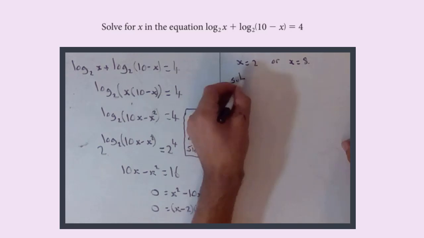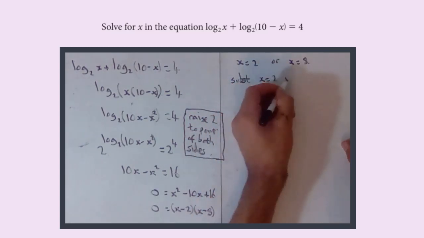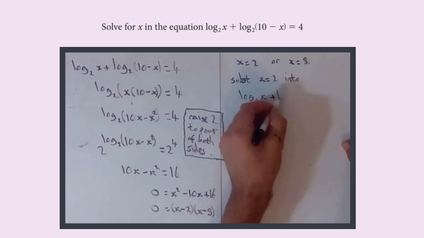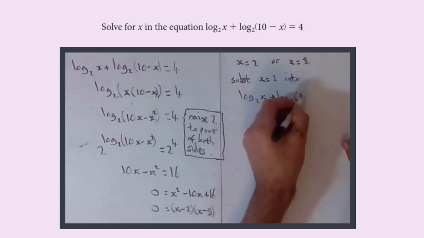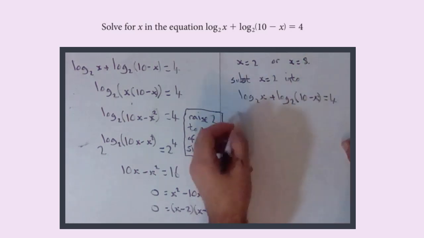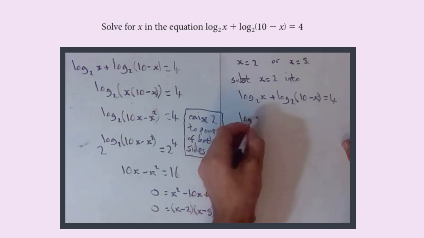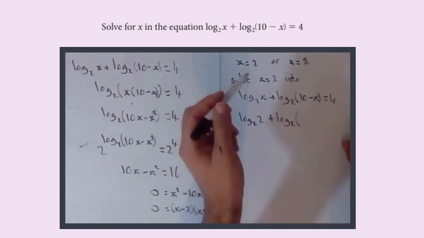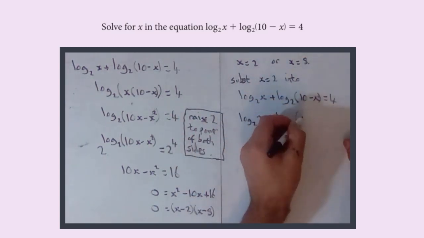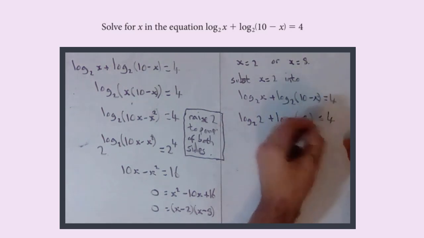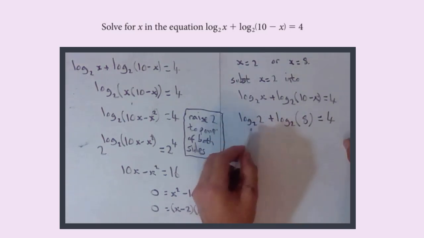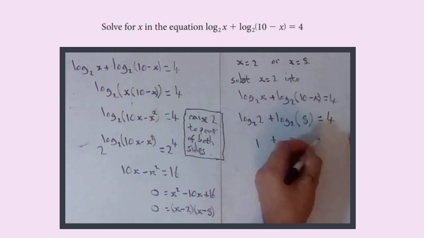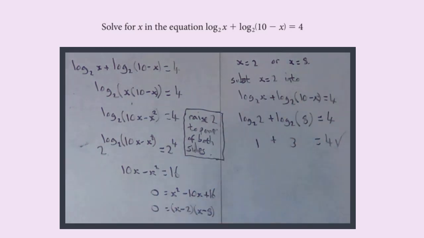So substitute x equals 2 into log base 2 of x plus log base 2 of 10 minus x equals 4. So that would be log base 2 of 2 plus log base 2 of, well, it's 10 minus 2, which is 8, equals 4. So is that true? Log base 2 of 2, the power you raise 2 to get 2, is 1, plus the power you raise 2 to get 8, that's 3. Does 1 plus 3 equal 4? Yes. So x equals 2 is fine.